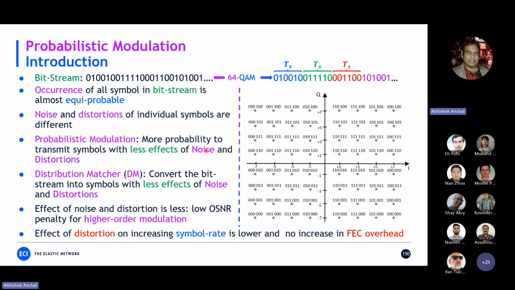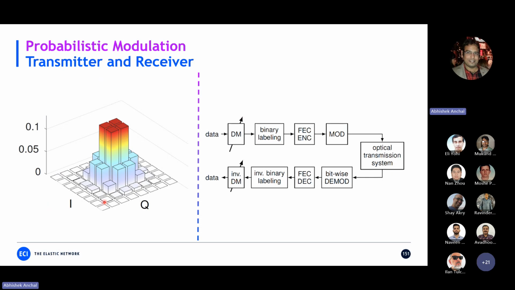So FEC overhead is not increasing. If you go for a higher symbol rate, we can still have almost no increase in FEC overhead. And that's the benefit of probabilistic modulation. For example, here, instead of sending all the symbols, they send the symbols which have lower chances of distortion with higher probability. It does send other symbols as well because there is no way of controlling it, but with lower probability. So overall, there is an improvement in the OSNR performance.